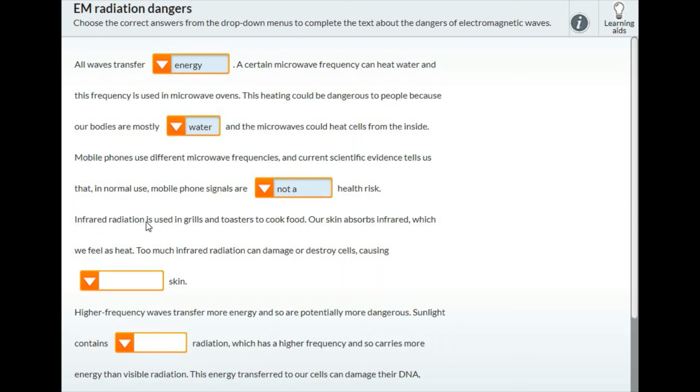Infrared radiation is used in grills and toasters to cook food. Our skin absorbs infrared, which we feel as heat. Too much infrared radiation can damage or destroy cells, causing burns. So let's read that again. It's infrared radiation, so it can be absorbed by our skin. Too much of this infrared radiation can burn the skin.